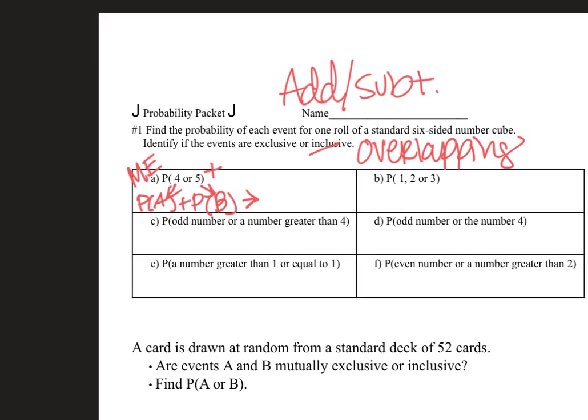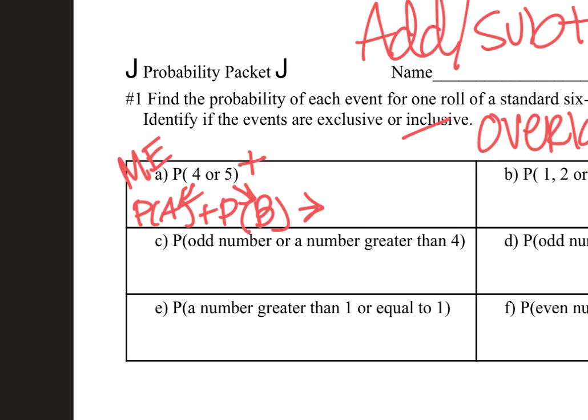Okay, so let's look at that one a little bit closer. Probability of A: the probability of getting a 4 is 1 out of 6. There's only one 4 on a dice that has 6 numbers. You are going to add that to the probability of B. There is only one 5 on the dice, so you're going to do 1 over 6 again. Add them together. This is 2 over 6, which is the same thing as 1/3. So 1/3 is your answer.